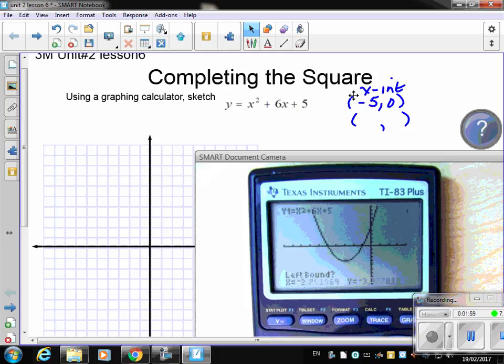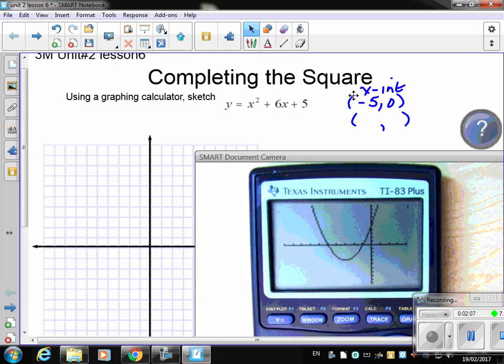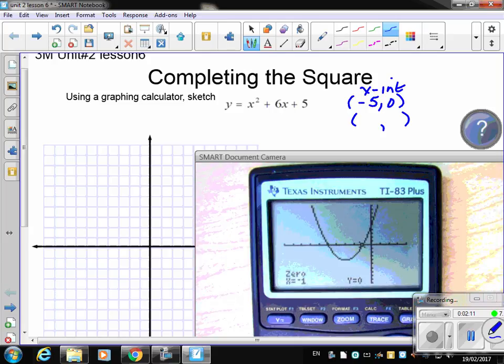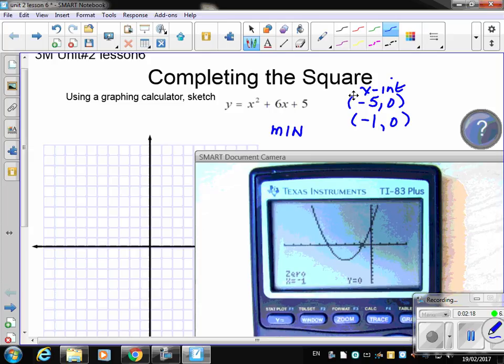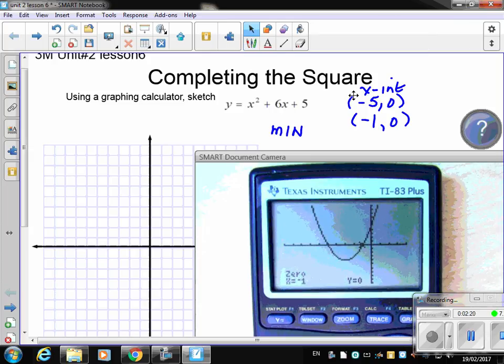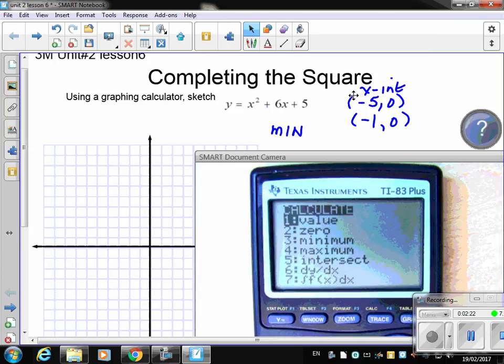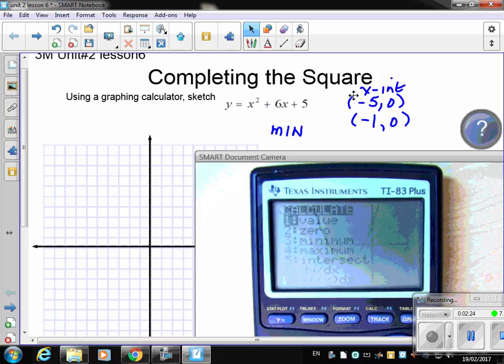So I want to be to the left of it. That's close enough. Enter. I want to be to the right of it, which happens to be above it as well. Hit enter, and I have another x-intercept of negative 1. This is just to help me do a good graph. I want the minimum value. So second calc, minimum this time, 3, because it opens upwards.